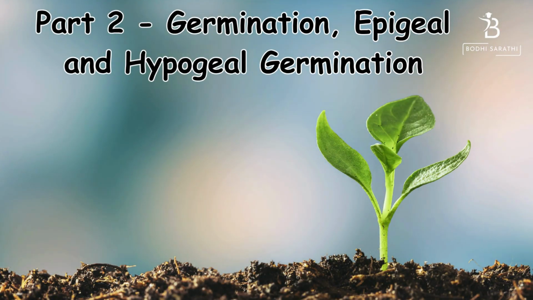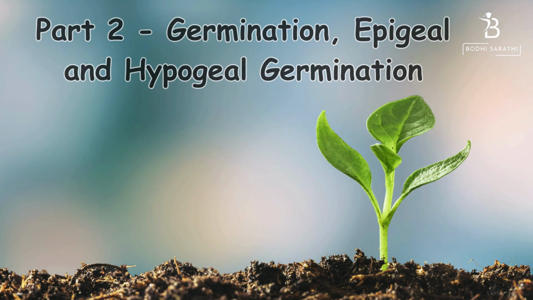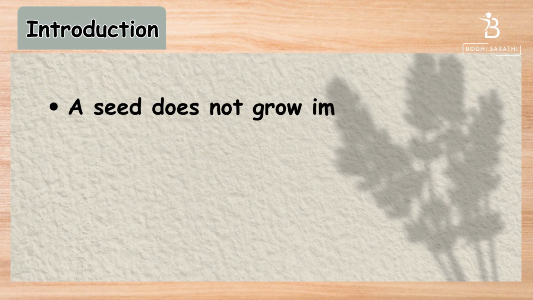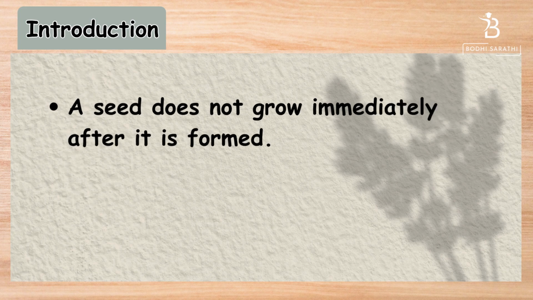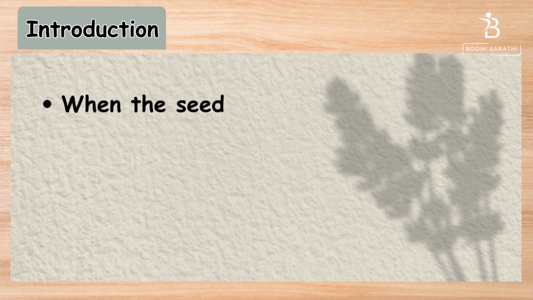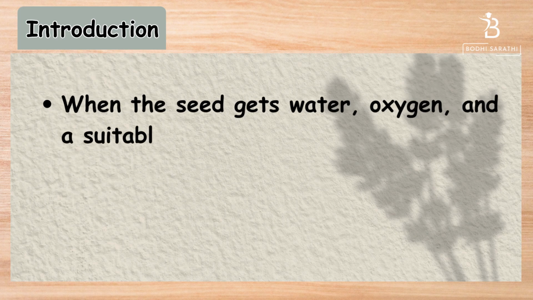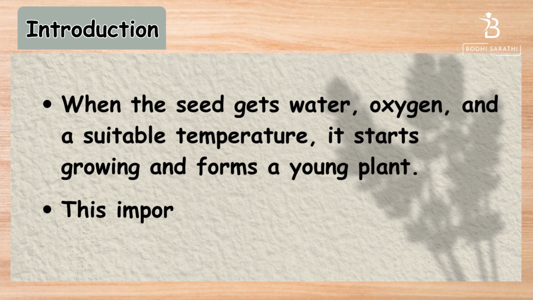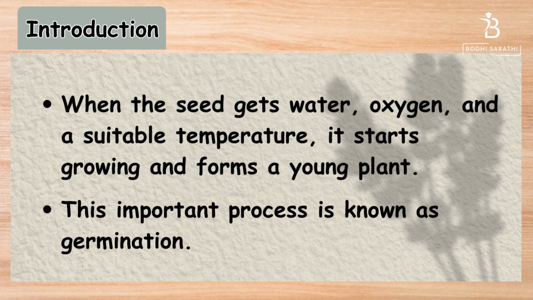Part 2. Germination, Epigeal and Hypogeal germination. Introduction. A seed does not grow immediately after it is formed. It stays in a resting stage called dormancy. When the seed gets water, oxygen, and a suitable temperature, it starts growing and forms a young plant. This important process is known as germination.